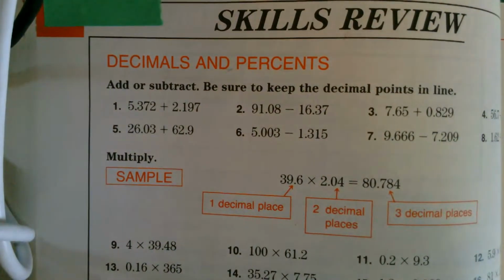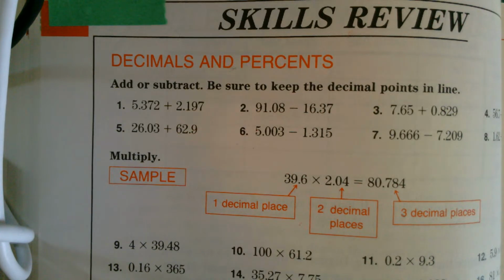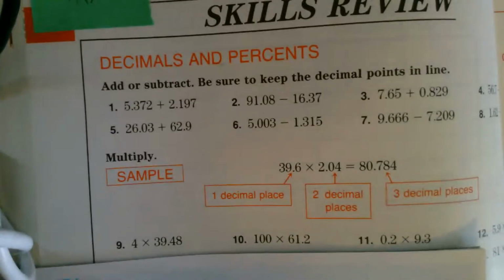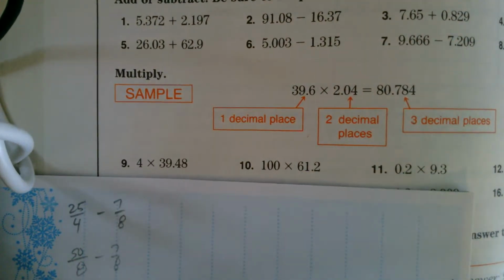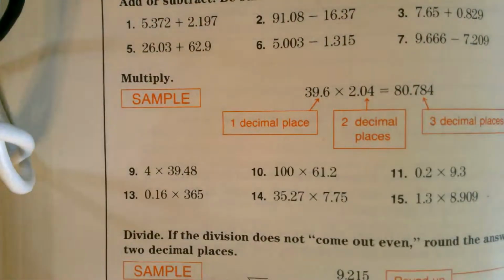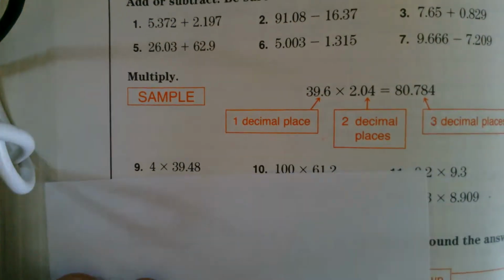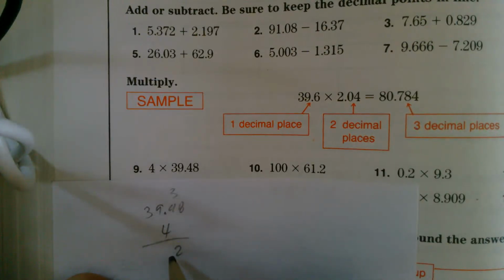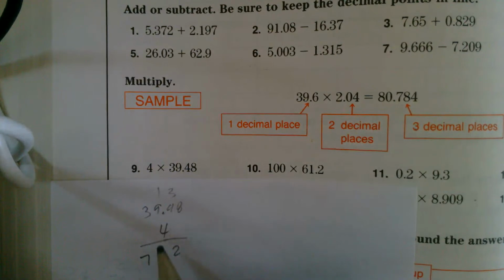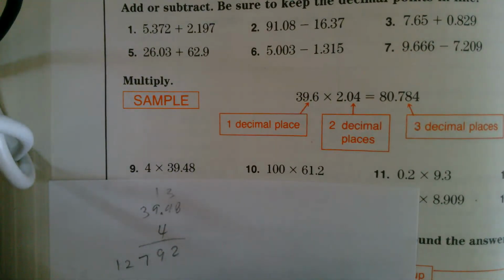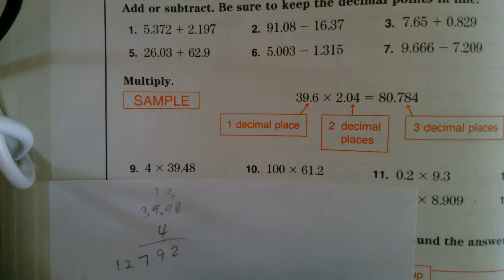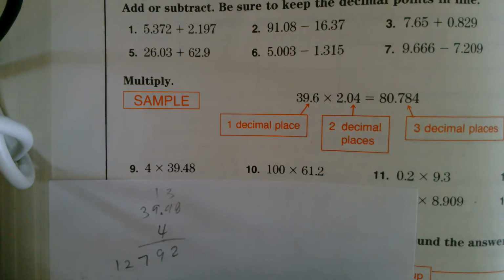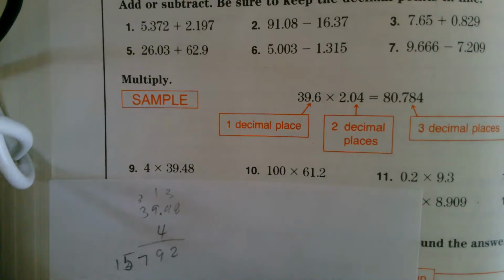So let me write this down. 39.9 times 4. So 4 times 9 is 36. So 6 down there. 4 times 9 is 36, plus 3 is 39. Carry the 3. 4 times 3 is 12. Plus 3 is 15. So I get 159.6.